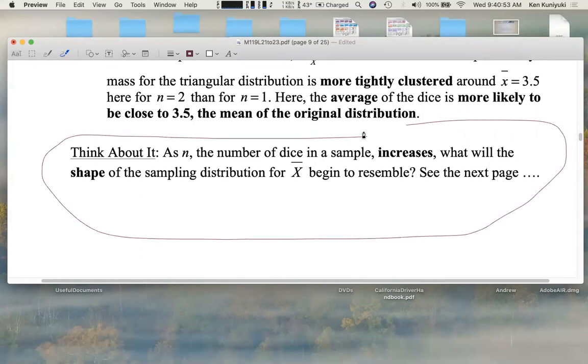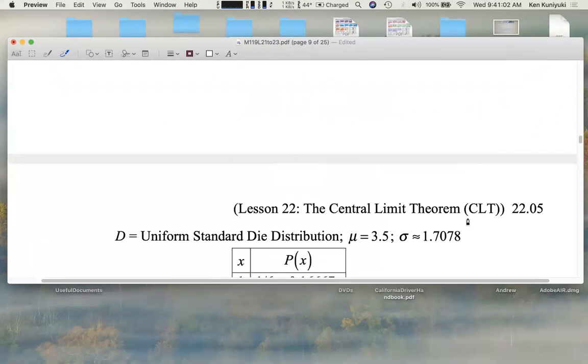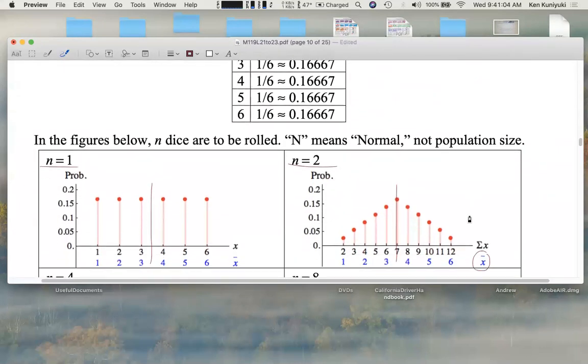Now as n, the number of dice in the sample, increases, what's going to happen to the shape of the sampling distribution, or probability distribution, for x bar? Okay, here's n equals 1 die. Here's n equals 2 dice. What happens if we go to 4 dice, 8 dice, and so forth? Well, for one thing, we're going to get less spread. We're going to get greater clustering around the 3.5. But also, look at the way that the shapes are changing.